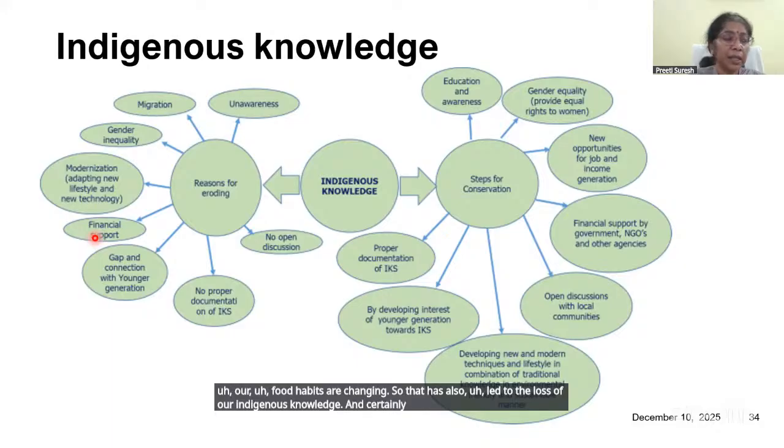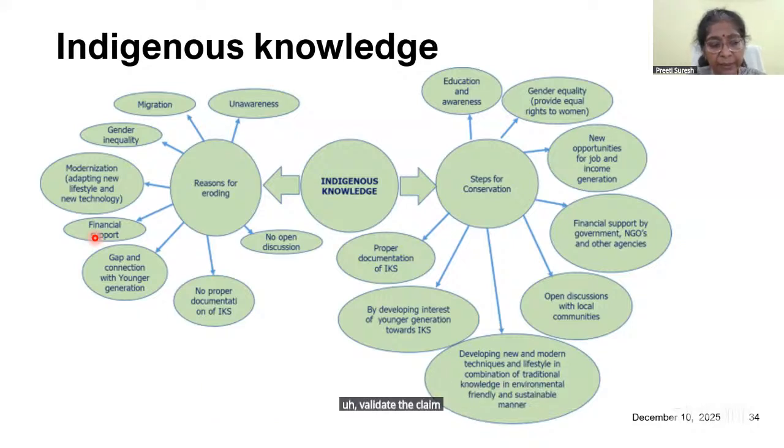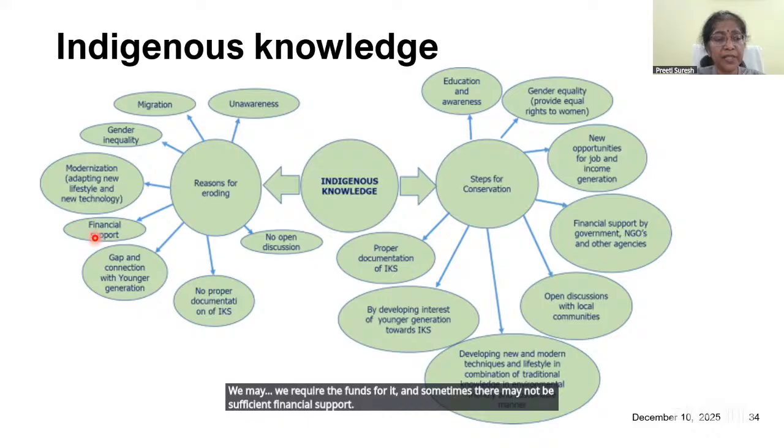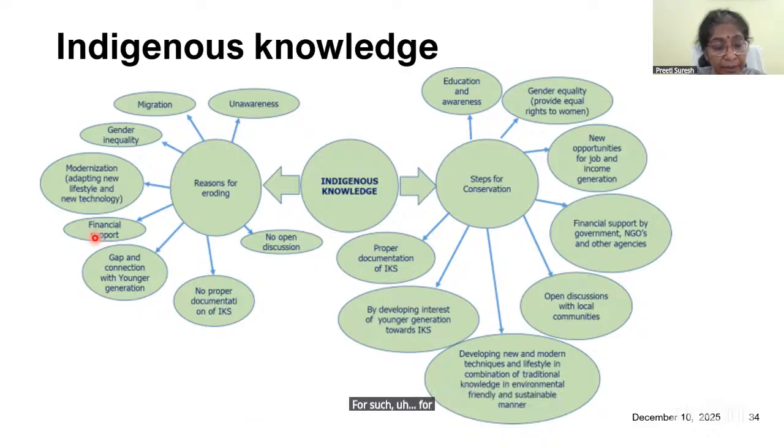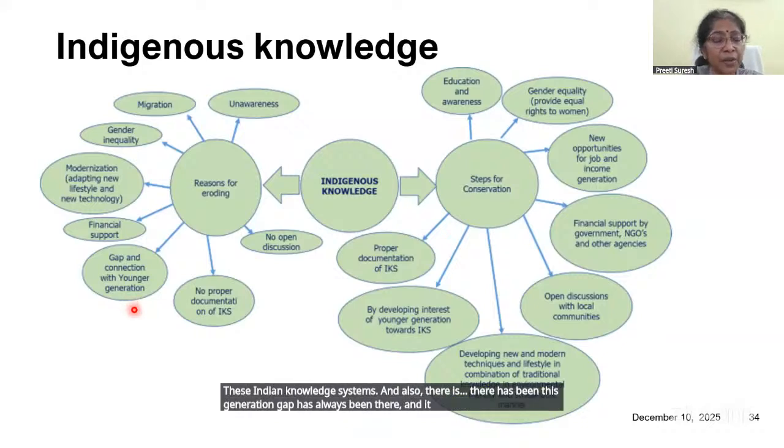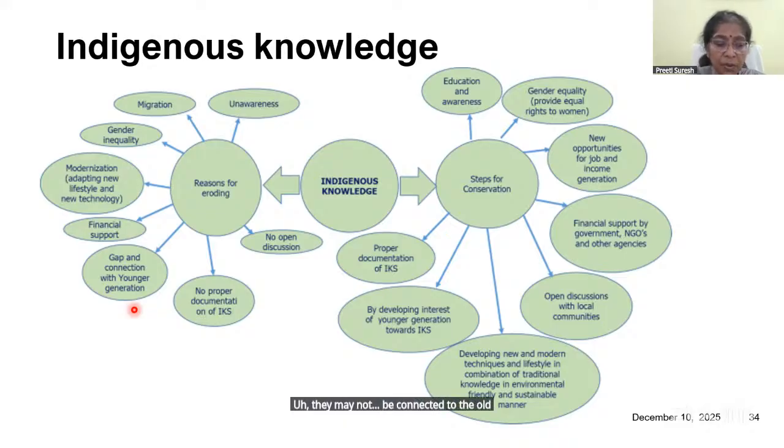And certainly, in modern times, if we have to validate the claims that have been made in our Indian texts, we require funds for it, and sometimes there may not be sufficient financial support for conducting research projects which can validate the claims of these Indian knowledge systems. And also, the generation gap has always been there, and it is always that the younger generation sometimes fails to identify itself with the ancient practices, or they may not feel connected to the old systems or old traditions, or the practices that might be followed.